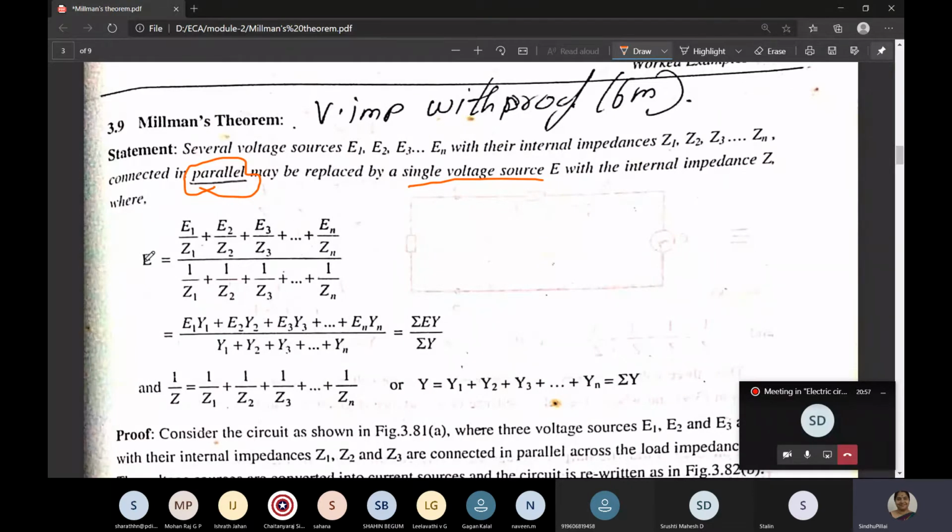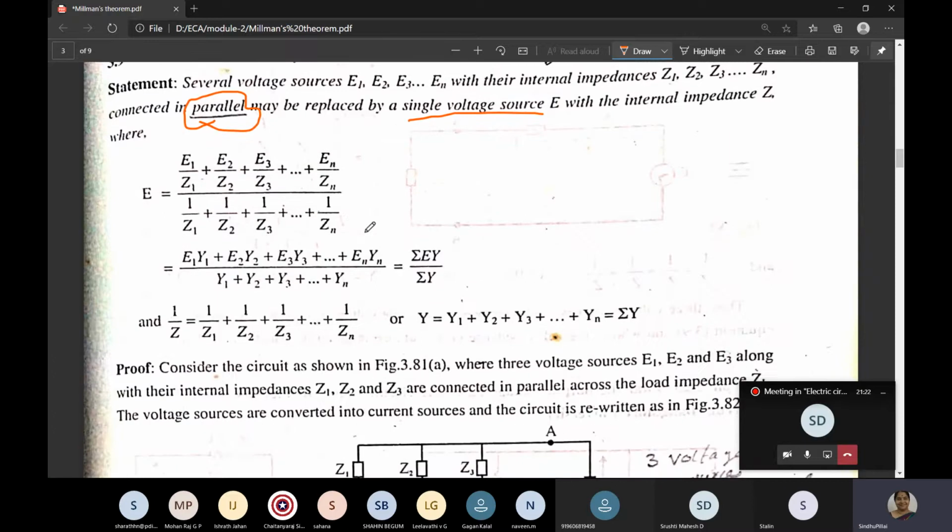The single voltage source E is given by the formula E1 by Z1 plus E2 by Z2, and so on, as many voltage sources as there are. If you have two voltage sources, you write E1 by Z1 plus E2 by Z2. If you have three, it will go on like that till En by Zn, whole divided by 1 by Z1 plus 1 by Z2 plus 1 by Z3 up to 1 by Zn. So this is the formula that will be used for Millman's theorem.